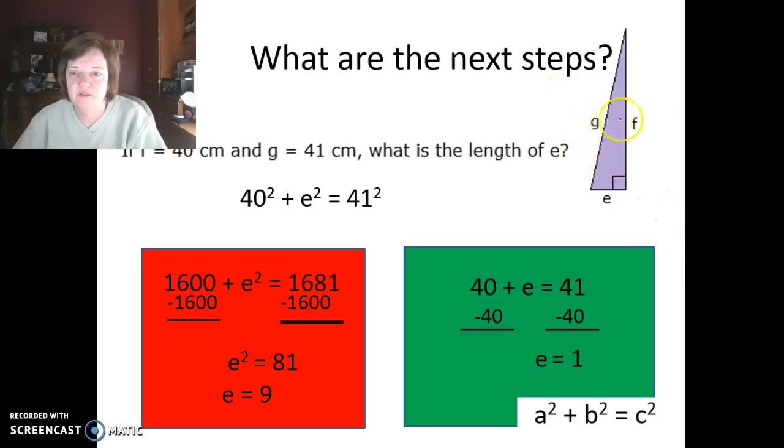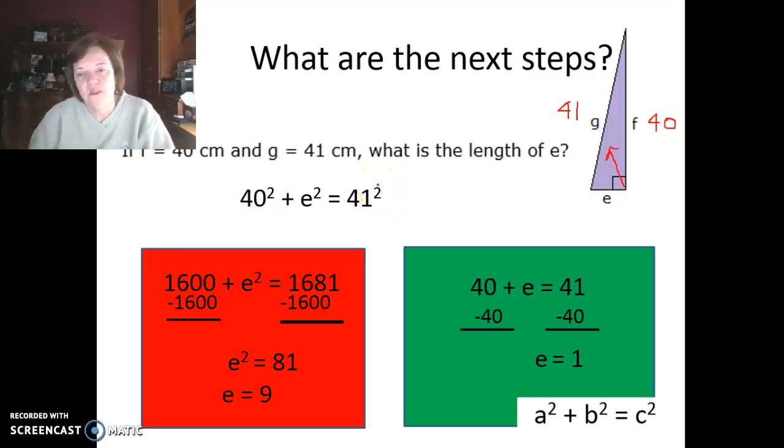Let's label our triangle. 40 goes here. F is 40. G is 41. And G is our hypotenuse. So it was the e squared that we don't know, or the e we don't know. 40 squared plus e squared equals 41 squared. Now, which one of those is the right way to do it? Are we going to end up with e equals 1 or e equals 9? I'll let you choose.